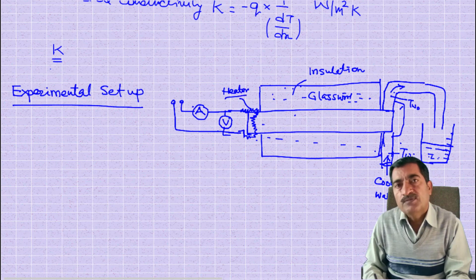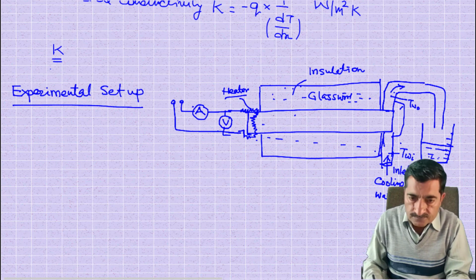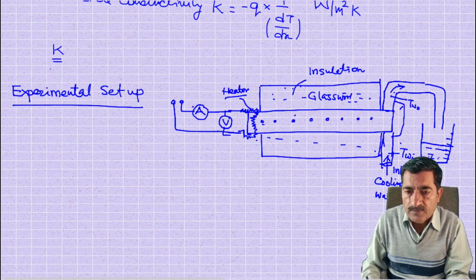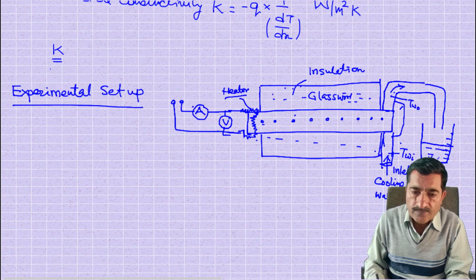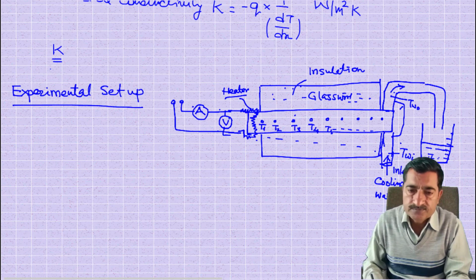Heat energy is supplied through the heater or electric element, and these are the thermocouples which measure the temperature on the metallic rod. These are thermocouples T1, T2, T3, T4, T5 up to this end.